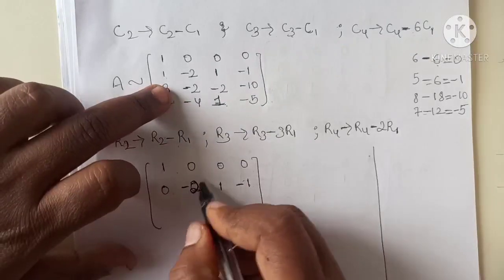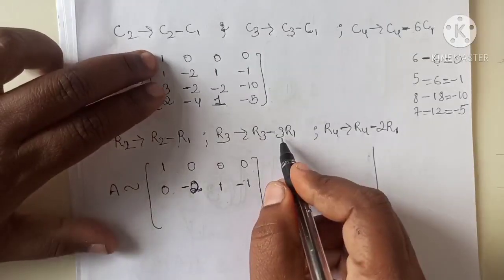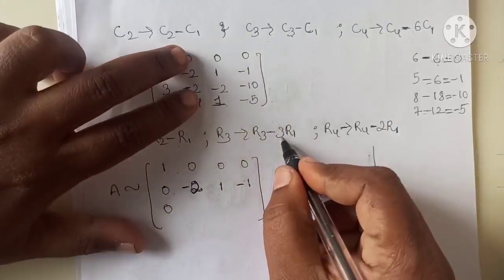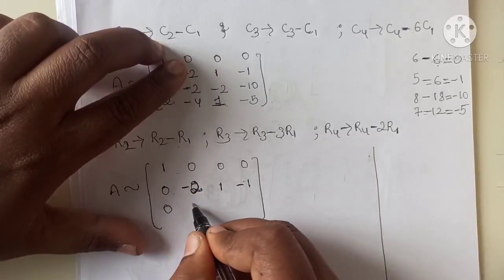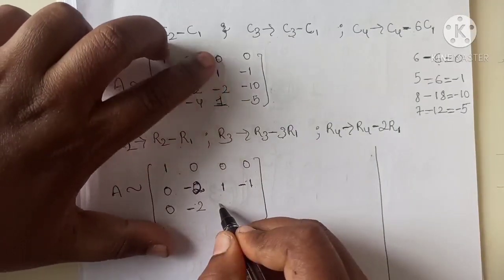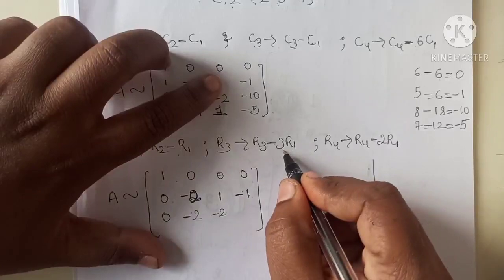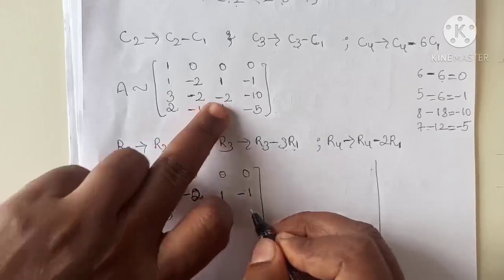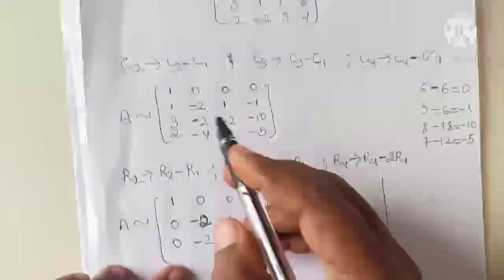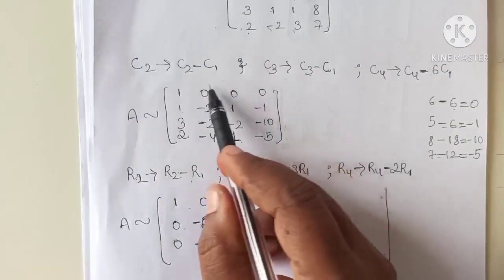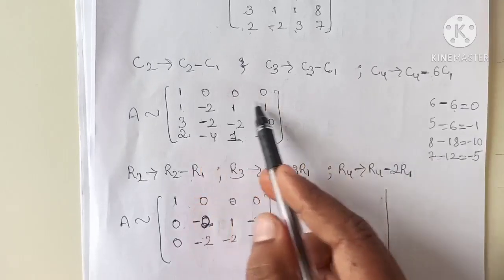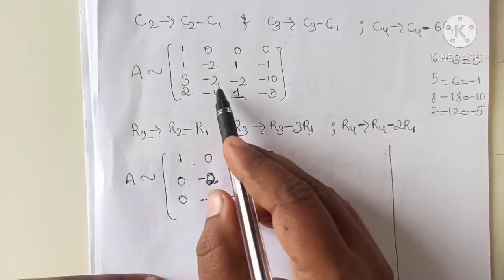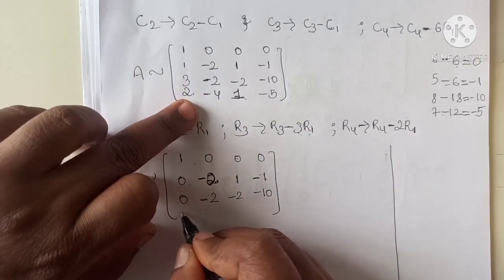Next, R3 minus 3 into R1. R3 minus 3 into R1 equals 0. Minus 2, 3 into 0 equals 0. Therefore, minus 2 minus 0 equals minus 2. Even this one also becomes minus 2 because 3 into R1 equals 0. Therefore, we get these elements as it is. You can observe that if all these elements are 0, if you multiply this row with any term, the remaining elements will be the same as it is.